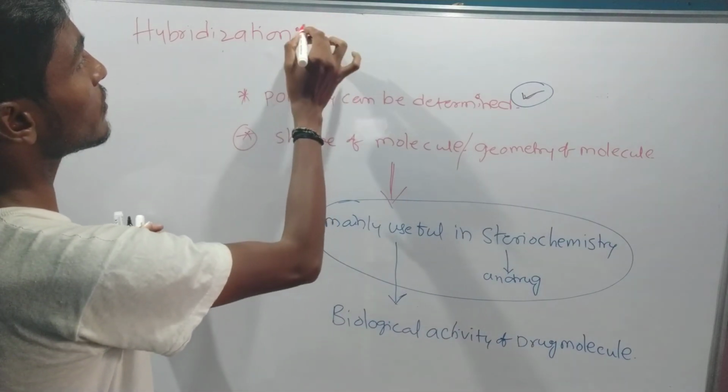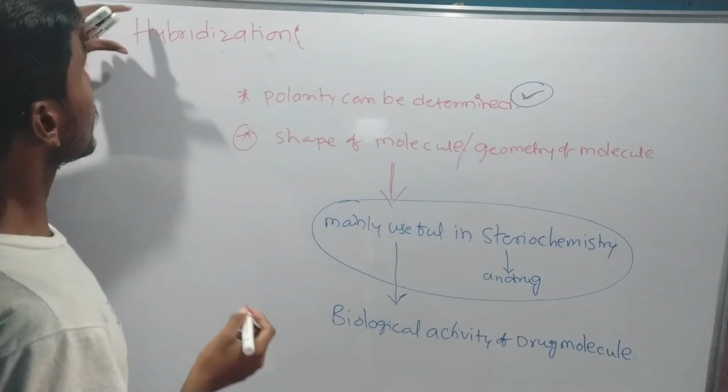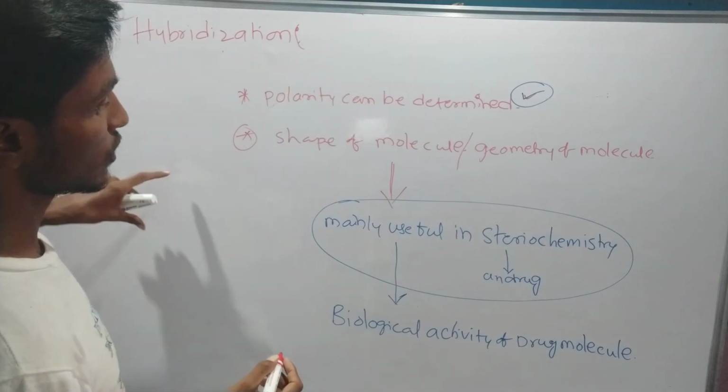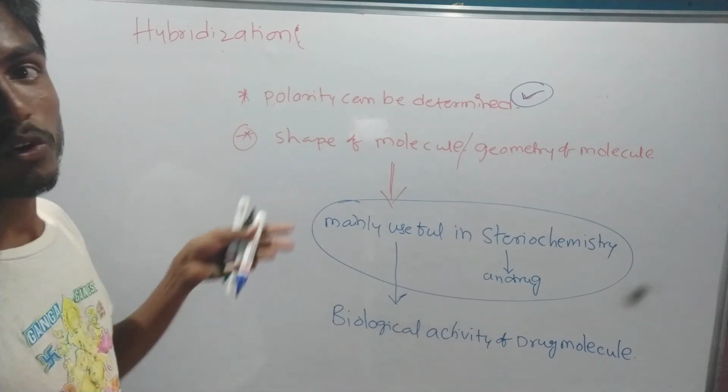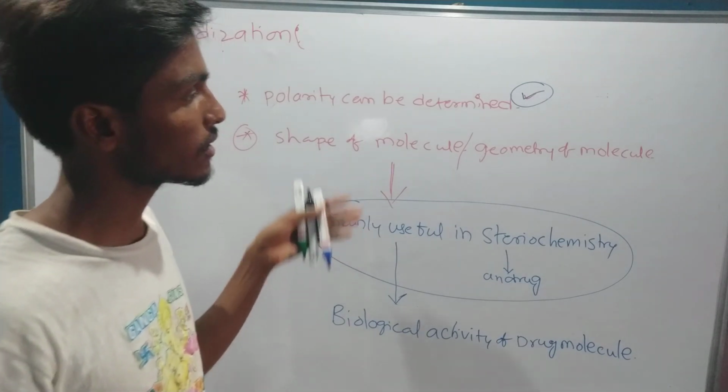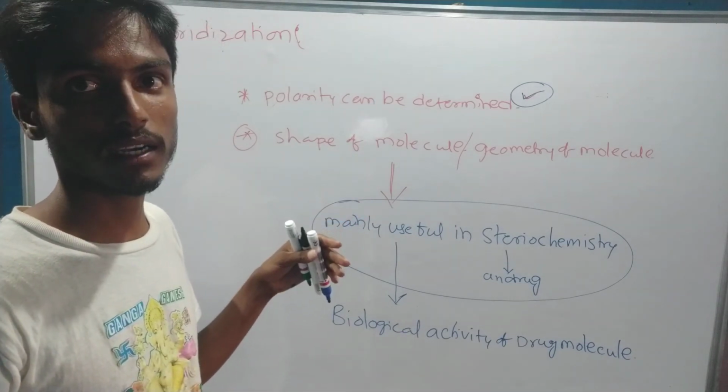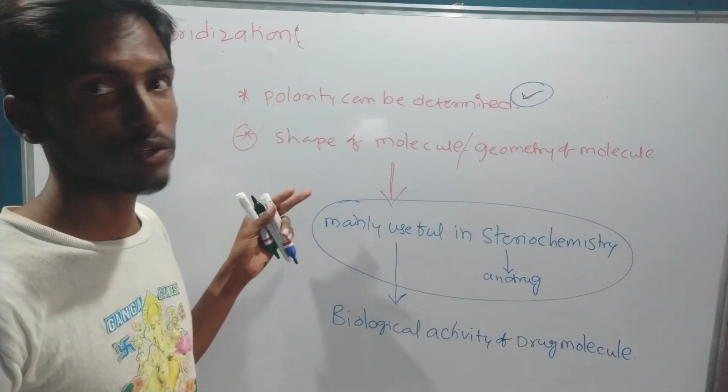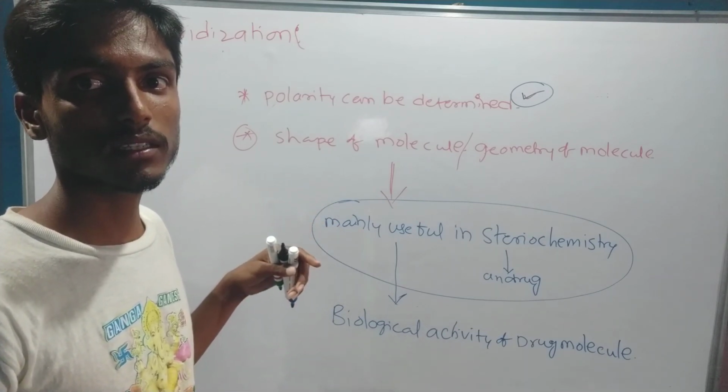This is about the concept of hybridization. After the completion of hybridization, you need to leave four fingers gap in order to write the extra points needed by referring to some other textbooks.